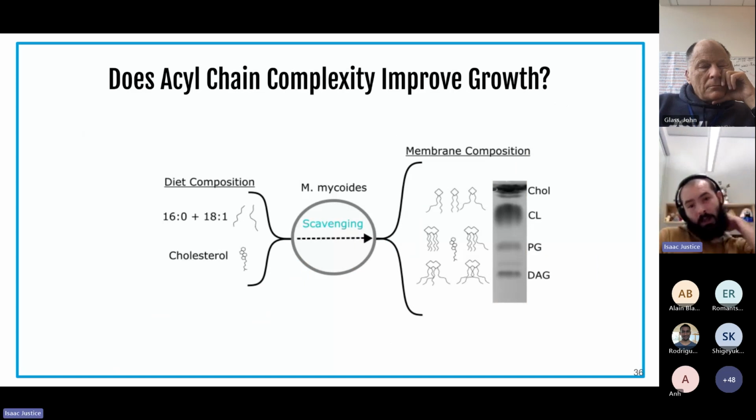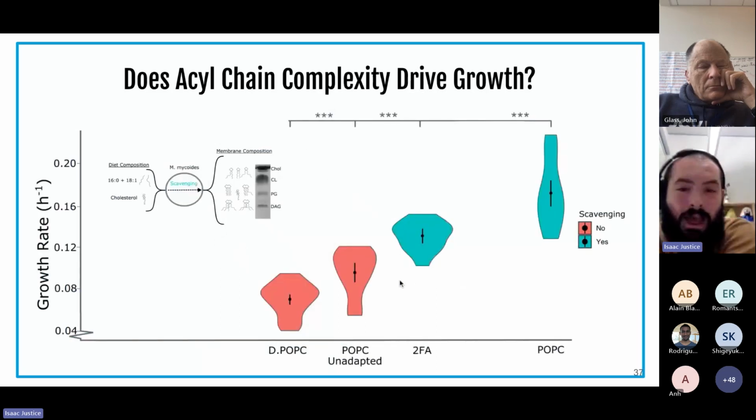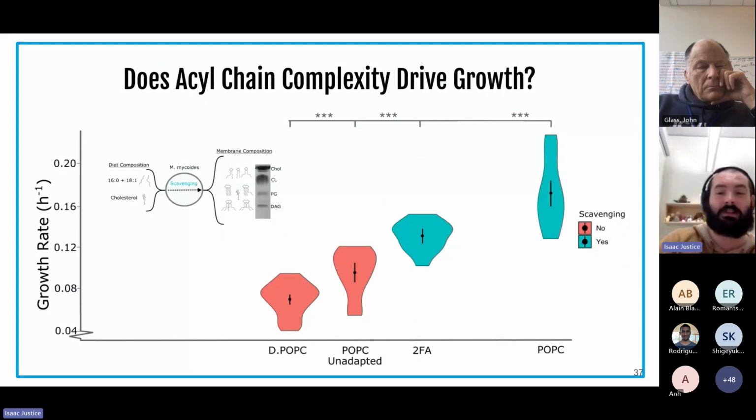So then we said, okay, what if we don't feed them a phospholipid? What if we don't give them access to the PC class, but we do give them free fatty acids? And we found that growth was not fully recovered, but was significantly recovered when we gave them access to acyl chain complexity compared to lipid class complexity.